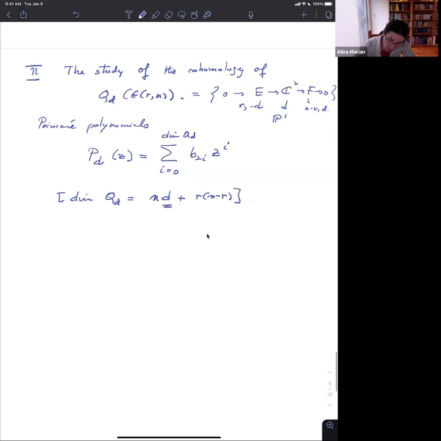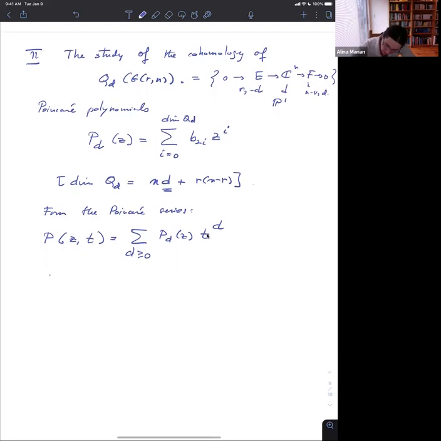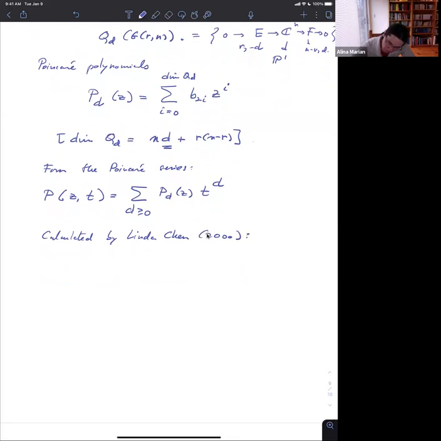So then we form the full series, including all of these: Z, T. Here Z keeps track of cohomological degree, and the variable T tracks which quot scheme you're looking at, or maps of quotients of which degree. So we sum over all quot scheme degrees here. This Poincaré series was calculated by Linda Chen, and the year was 2000. And it's a beautiful expression, so let me write it.